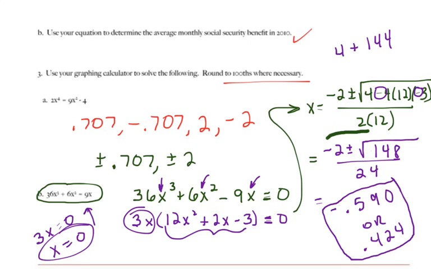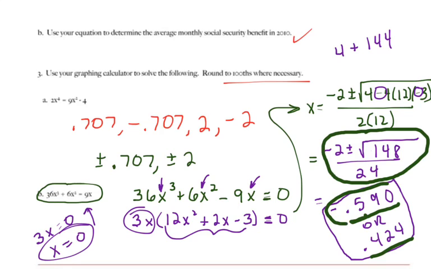You could have also, using the quadratic formula, punched this in. You would do the plus sign first. That would give you the positive root, the positive 0.424. And then you could have done the negative 2 minus root 148 divided by 24. And that would give you the negative solution. So we have three answers for this: the negative 0.590, the 0.424, and then the 0 out front.